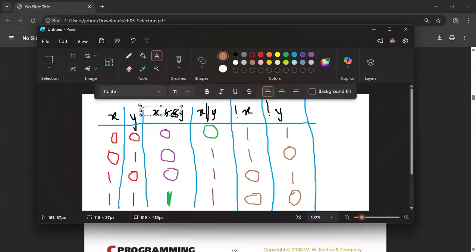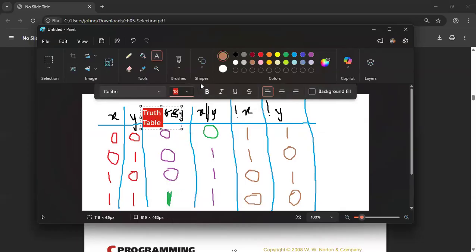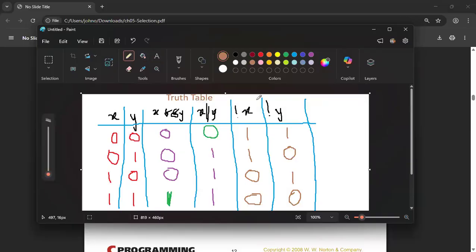Okay. Let's make it big. Maybe bigger. All right. Okay. So that's the truth table.